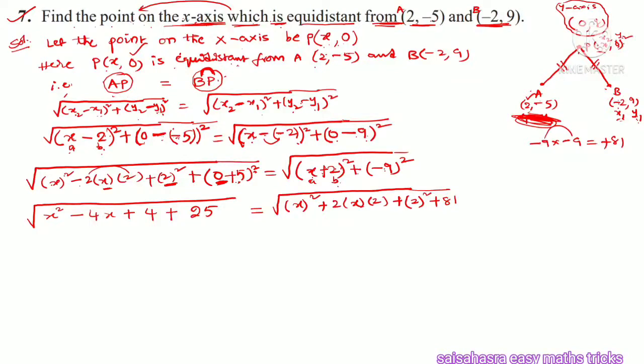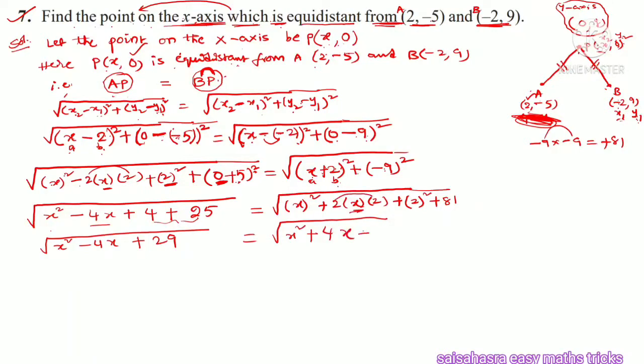A negative number squared will always give a positive value. Next step, x square minus 4x as it is, 4 plus 25, that is 29. Next, x square plus 4x, since 2 into 2 is 4, and this x plus 2 square is 2 into 2, that is 4, plus 81.